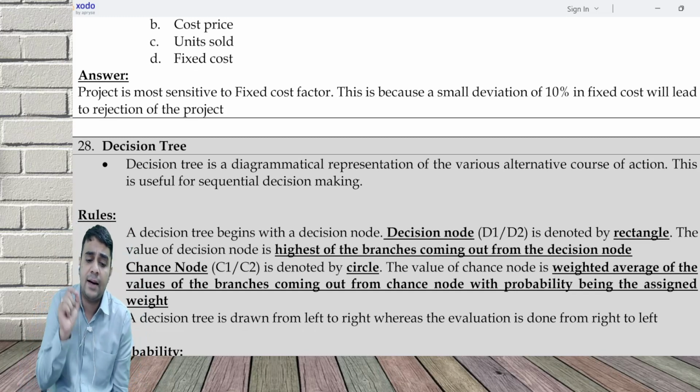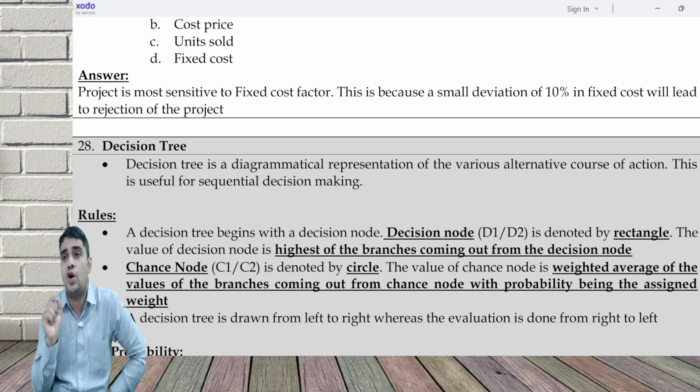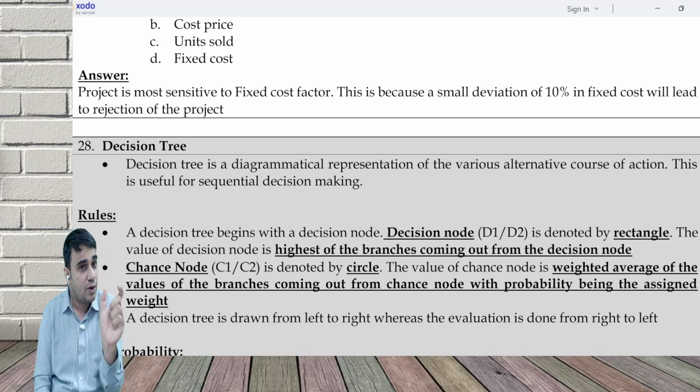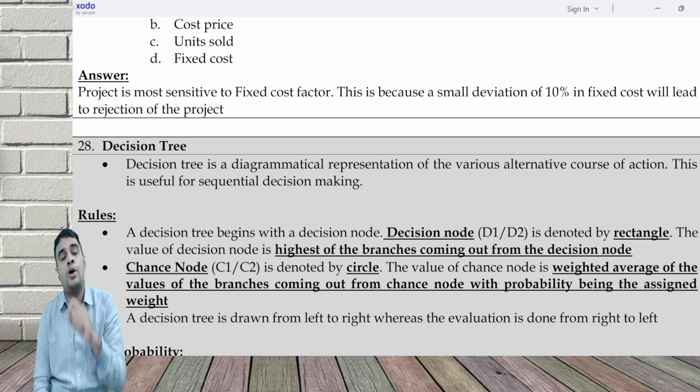Decision tree is a diagrammatical representation of the various alternative courses of action. This is useful for sequential decision making. What is sequential decision making? Let's assume you have to make 5 decisions. Based on the D1 you take, the D2 can change. The question can change. For example, first is to do the project or not to do the project. Not to do, there is no extra decision.